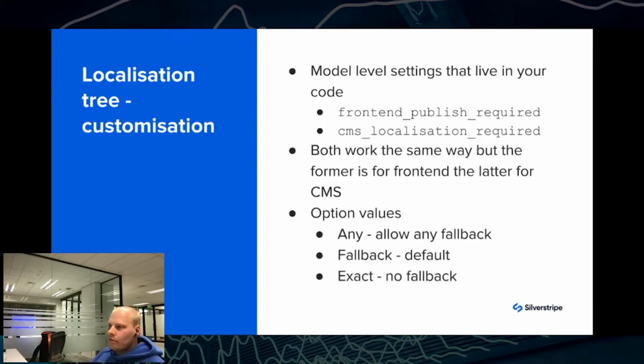You can have any, which means that any fallback is used. Essentially that will be used for our assets. As long as the content exists in a single locale, we can allow falling back to that locale, even though there is no fallback rule in our localization tree. The second value is fallback. That's the default behavior, so just follow the localization tree. And the third one is exact. This will be used for our campaign pages. It will ignore fallbacks even if they are configured, so it has to be localized in the specific locale.